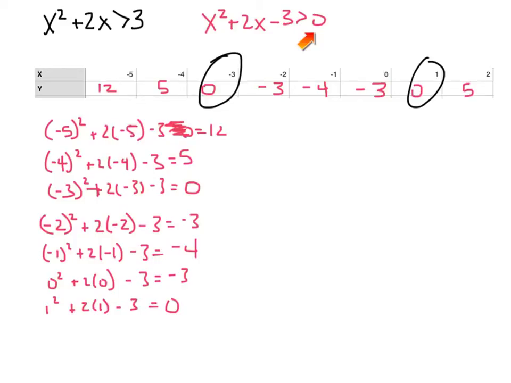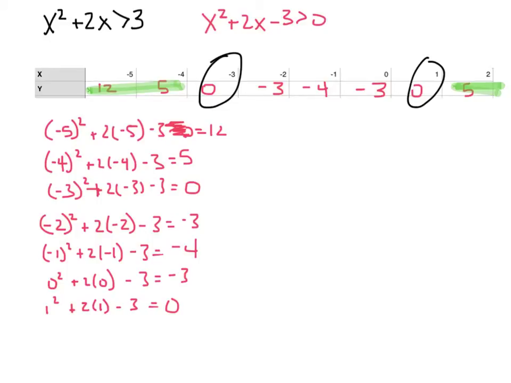In which direction are things greater than 0? Like 12 and 5, those things are greater than 0. And over here, all of these values would be greater than 0. Okay, so I'm looking for all the things greater than 0. This is an OR situation.